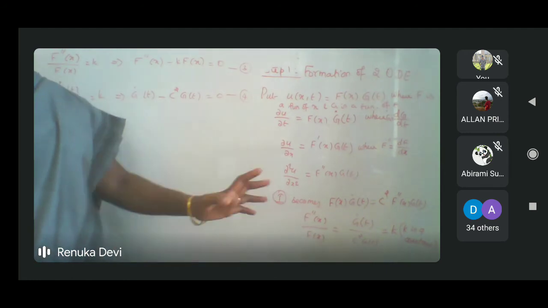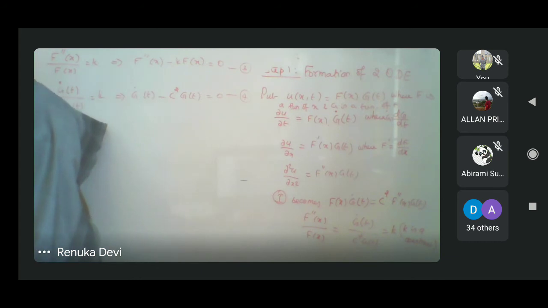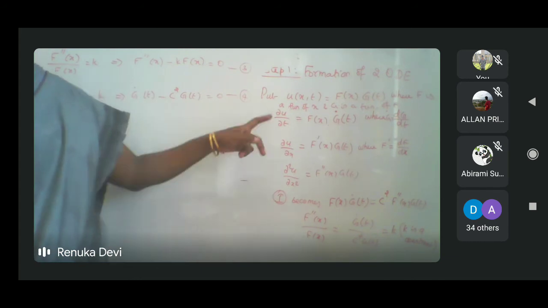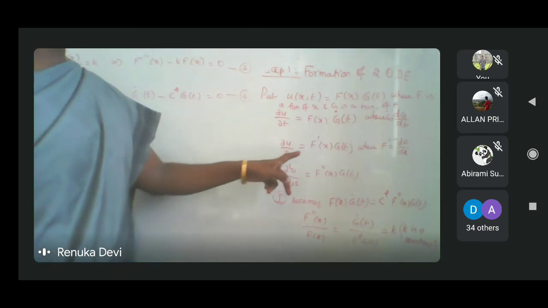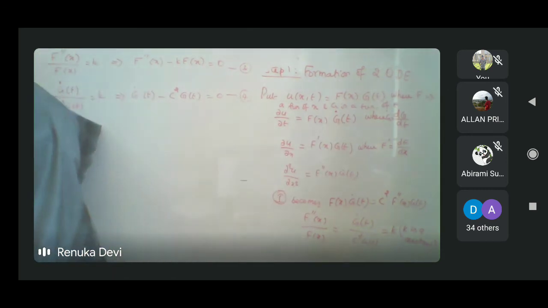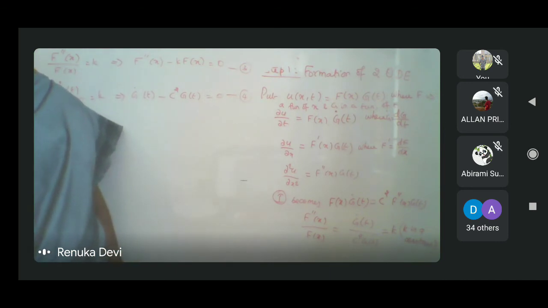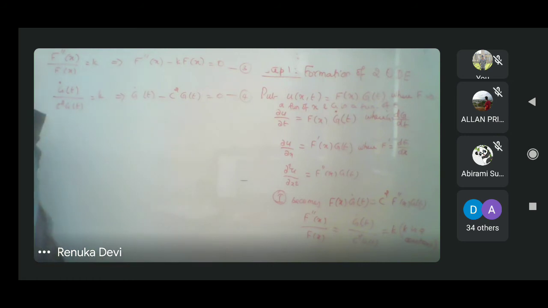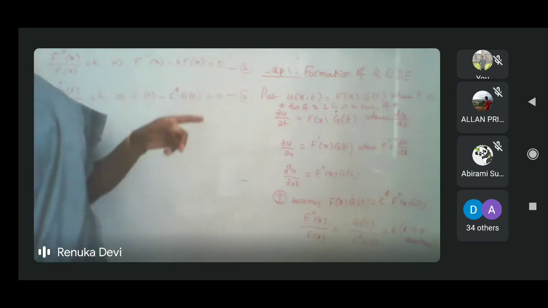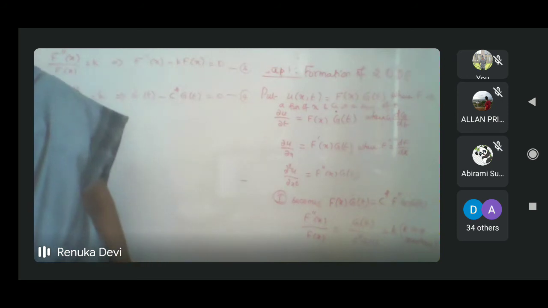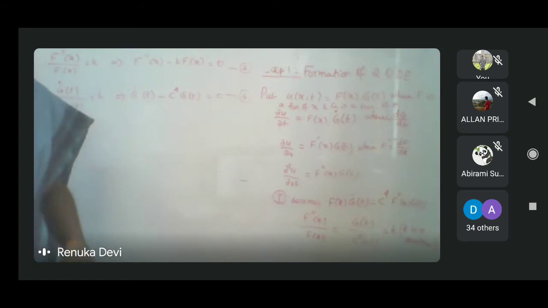Everybody is sleeping, isn't it? Dou u by dou t, we are doing for g. Dou u by dou x for f. F is a function of x. Therefore, f dash is df by dx. Okay? It is not t. Therefore, we have to solve these two equations, 3 and 4. That is, we have to find the values of f and g. Okay?